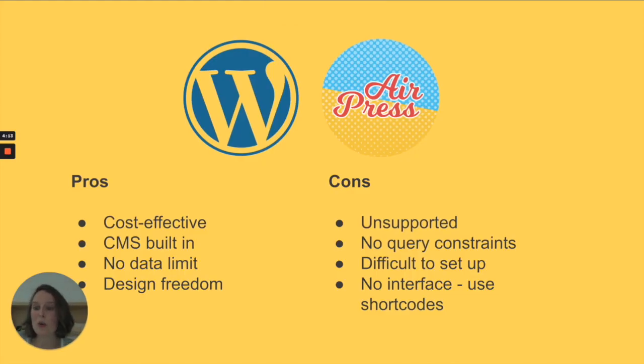Secondly, there are no query constraints. What I mean by this is that you can loop through Airtable's tables and fields with this plugin, but you can't put filters inside those loops. There are some ways around this, one of which is, because you can use any HTML, you can output the values as class names and then use CSS to show and hide those fields, but you can't put the constraints within the loop.